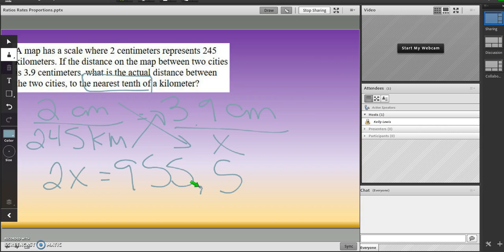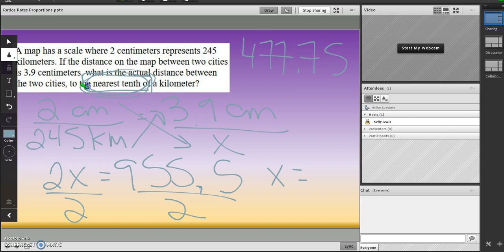Then we cross multiplied and divide on both sides, now divided by 2. X equals, our calculator said 477.75, but it says the nearest tenth. So 5 or more, raise the score. 4 or less, let it rest. So it's really 477.8 kilometers.